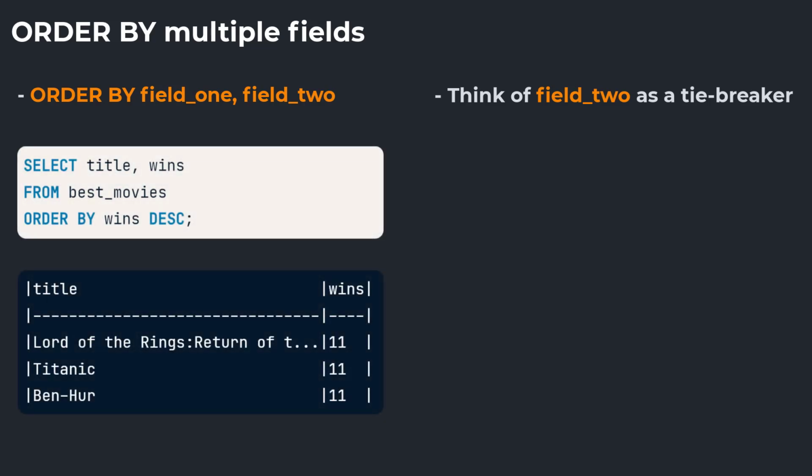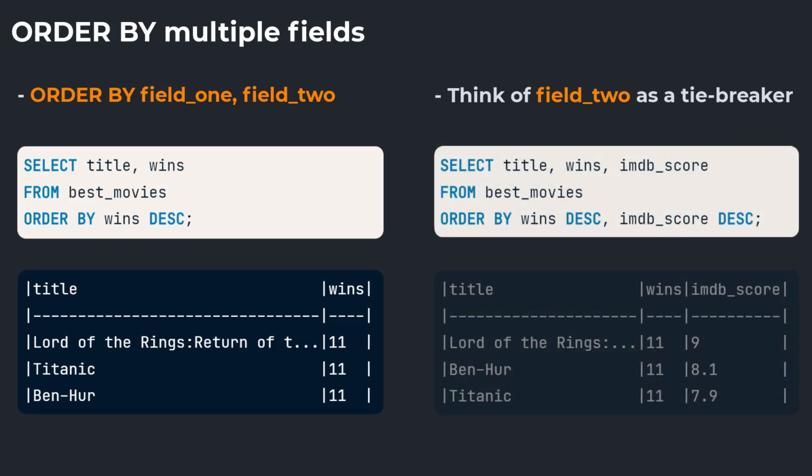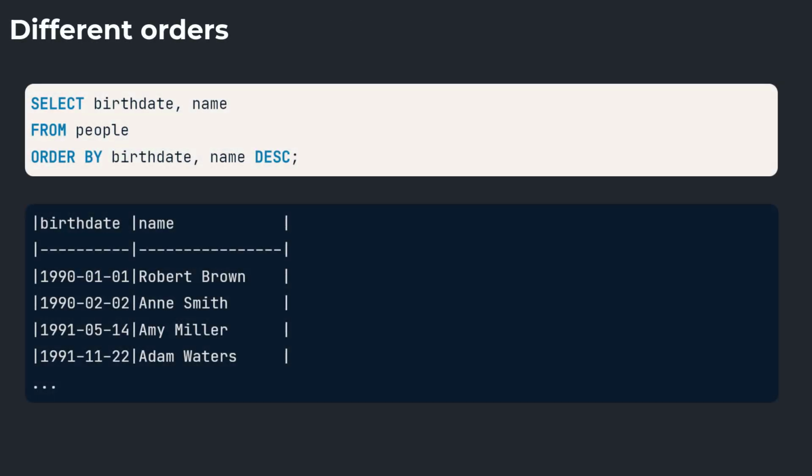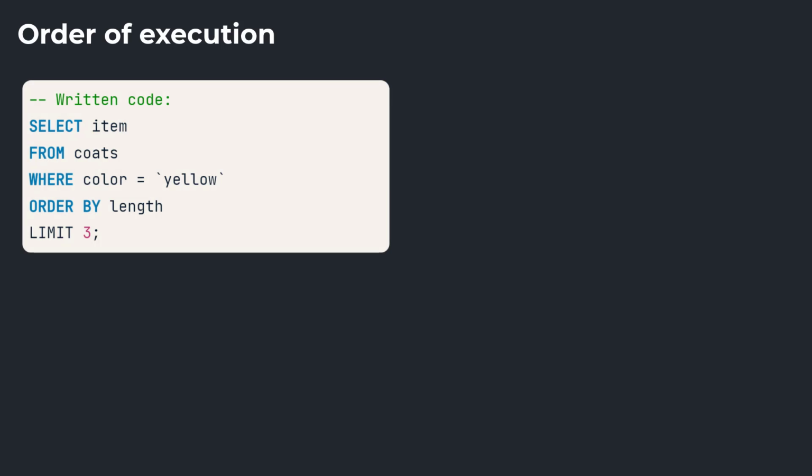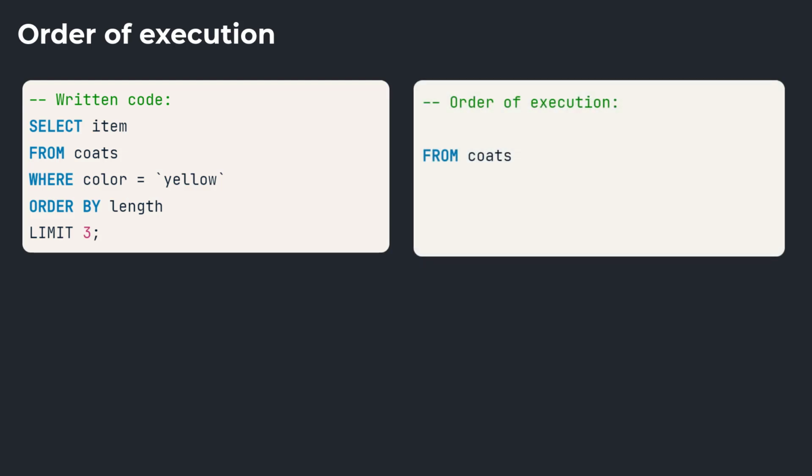Let's say we wanted to find the best movie. In the first query, we are only sorting the films by the number of Oscar wins and getting a tie. We can break that tie by adding a second sorting field, seeing which film has the most wins and the highest IMDb score. We can also select a different order for each field we are sorting. For example, here, we are sorting birth date in ascending order and name in descending order. Order by falls towards the end of the order of execution we already know, coming in just before limit. The from statement will execute first, then where, followed by select, order by, and finally, limit.